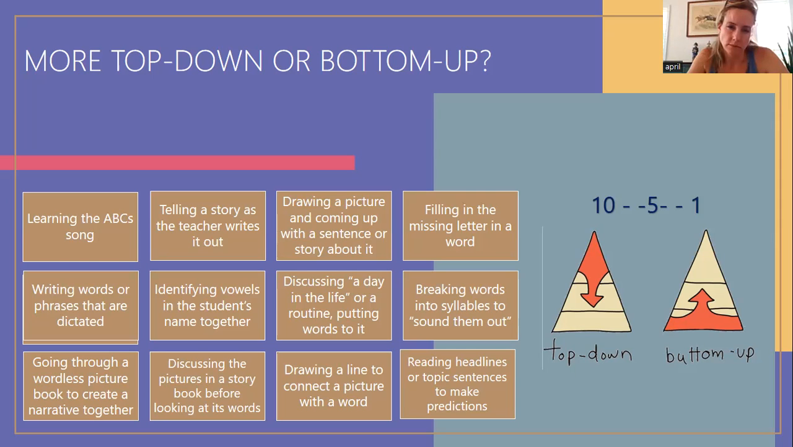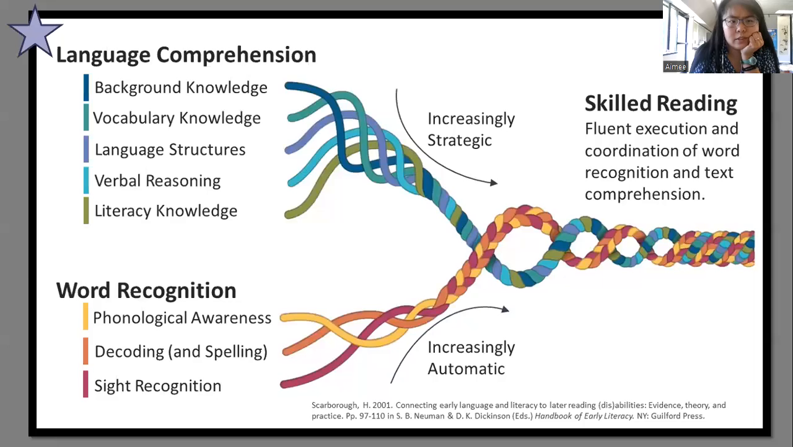Top-down. Good. And drawing a line to connect a picture with a word. Top-down. Probably. And then reading headlines or topic sentences to make predictions. Top-down. Good. So it seems like you guys have a pretty good grasp of that. So that's just something to be aware of. It's not necessarily anything you would have to explicitly say to your student.